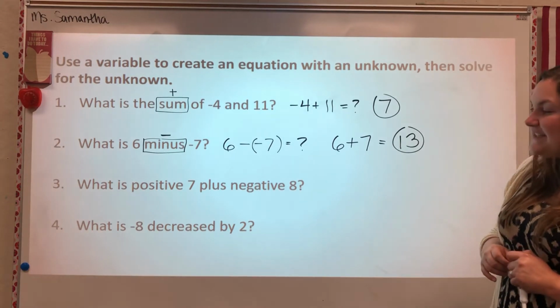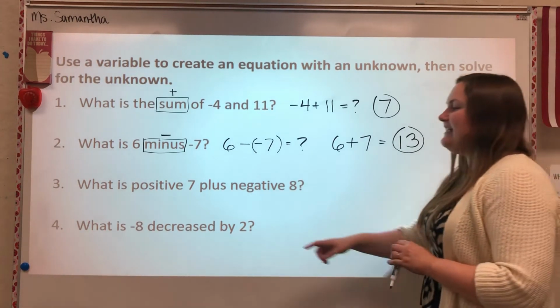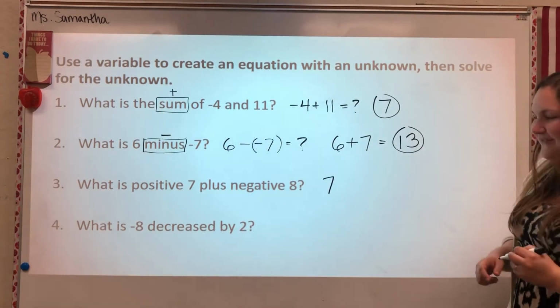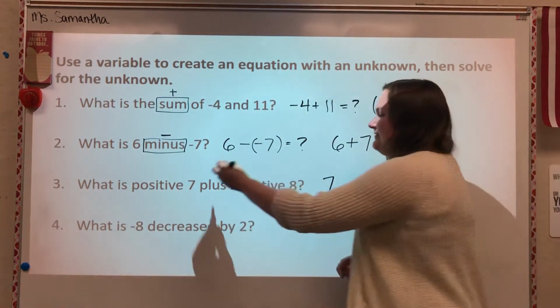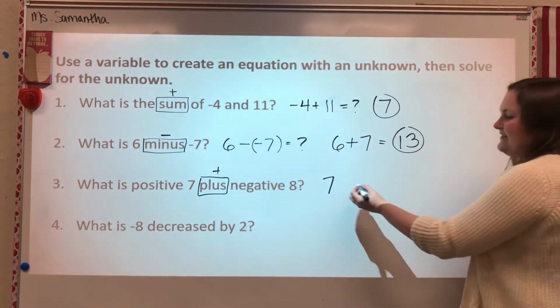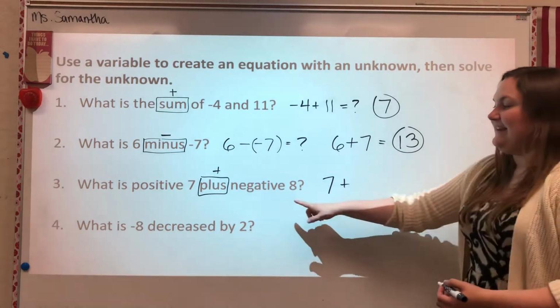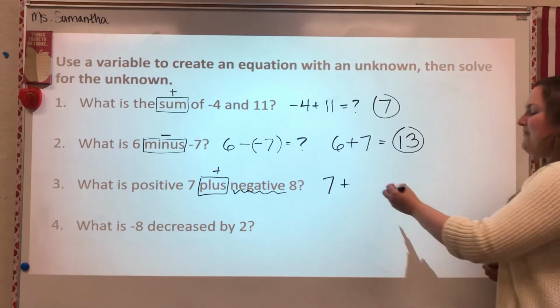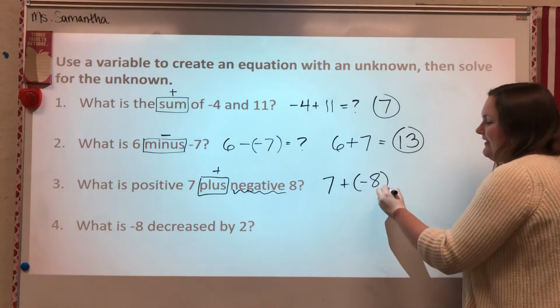What is positive 7 plus negative 8? If I go to write that down, positive 7 just looks like a normal 7. Plus, we know this is our plus sign, our addition sign. So 7 plus negative 8. Make sure you caught that word negative there. Negative 8 would be written like this.